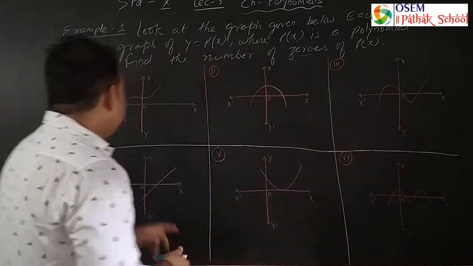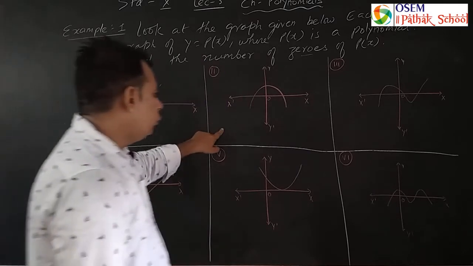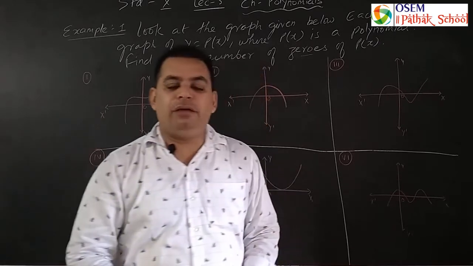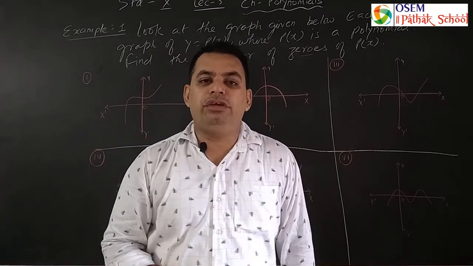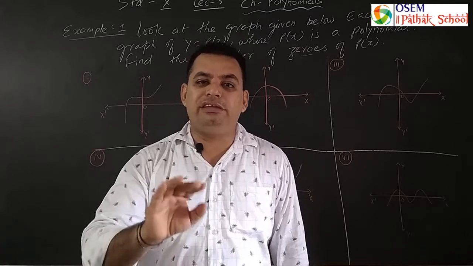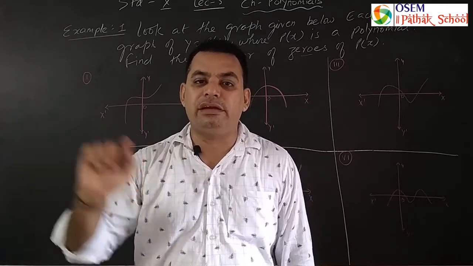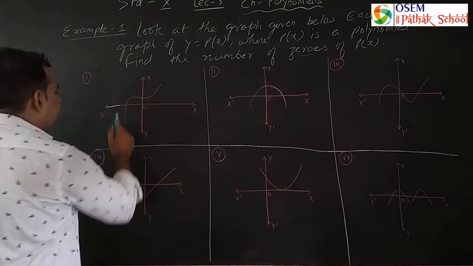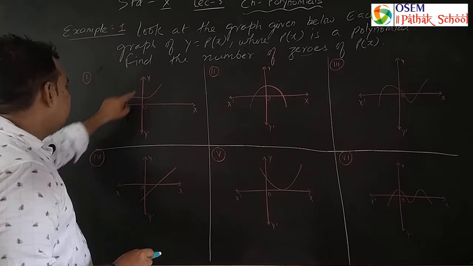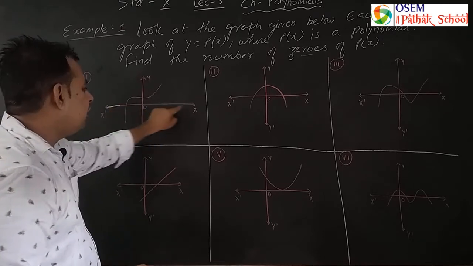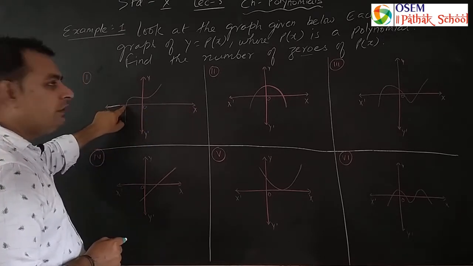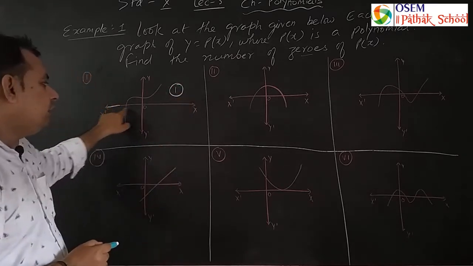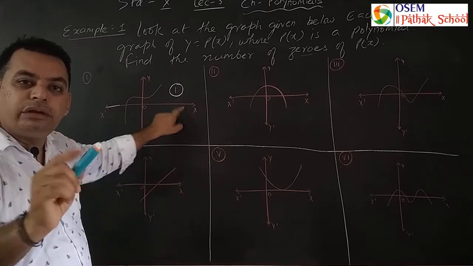Now I am showing you here these 6 graphs: 1, 2, 3, 4, 5 and 6. 6 graphs are being shown to you and you have to just find out. It is the simplest question, just seeing the number of times it intersects the x-axis. Now here you can see this is the x-axis. So how many times does it intersect over here? We don't have to see this line; we have to see the x-axis. So how many times does it intersect? 1. So the number of zeros will be 1 as it intersects the x-axis 1 time.